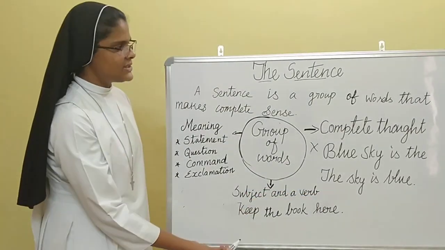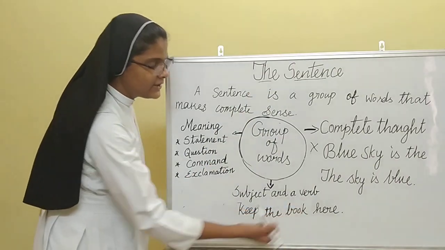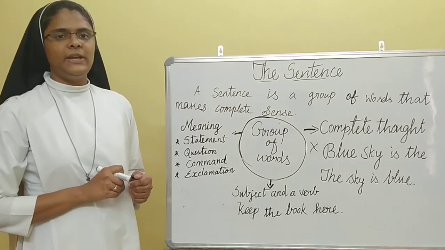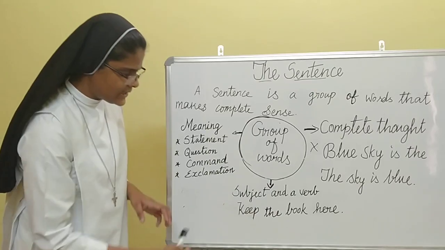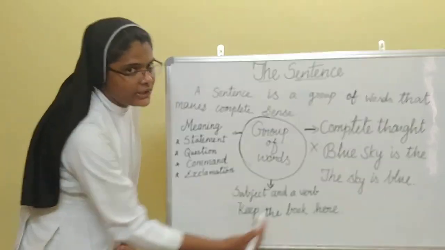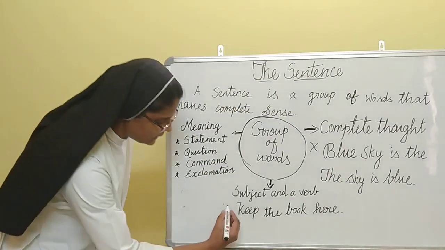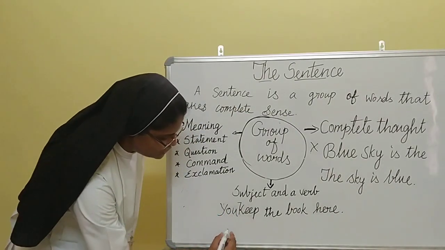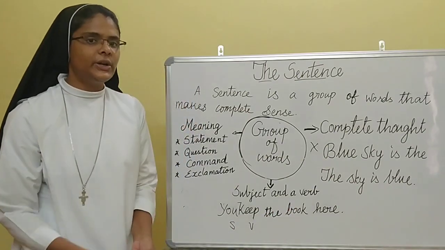The second one is, the sentence should have a subject and a verb. Sometimes in a sentence there will not be a subject, but that is understandable. For example, "Keep the book here." Here there is no subject, but "you" is understood here. "You" is the subject, "keep" is the verb. "You keep the book here."